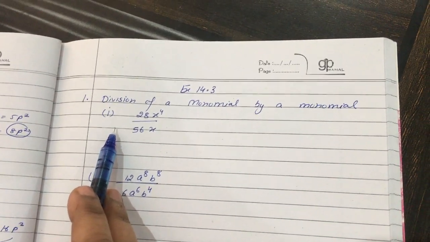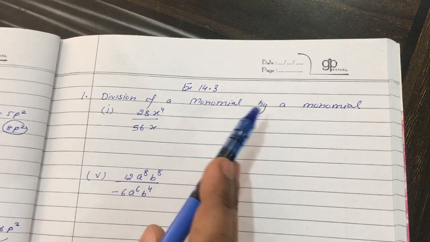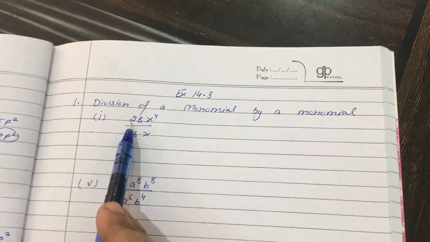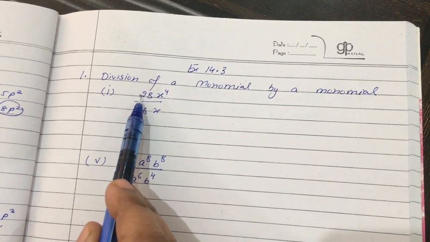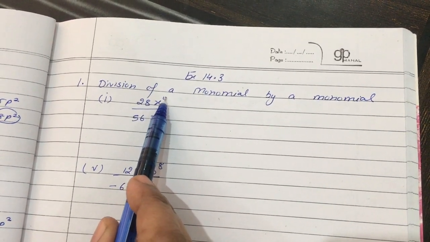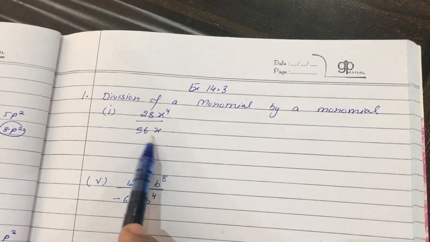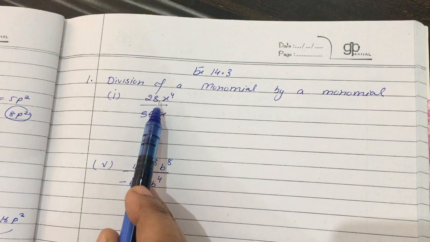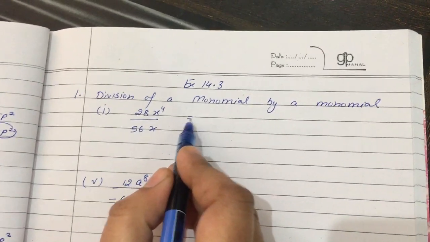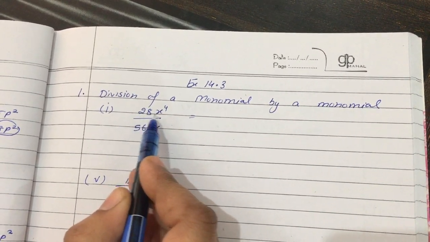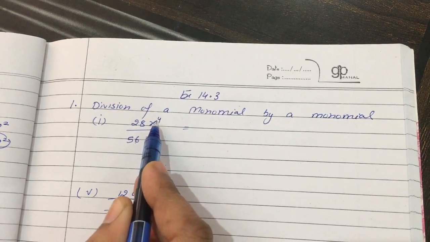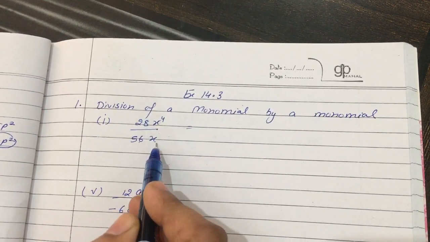Today we will learn how to divide a monomial by a monomial. As we are observing, in the numerator we have 28x raised to power 4, which is a monomial, and in the denominator we also have a monomial, 56x. Now how to divide it? We will divide their coefficients, 28 and 56, and we will divide the variables if these are the same.